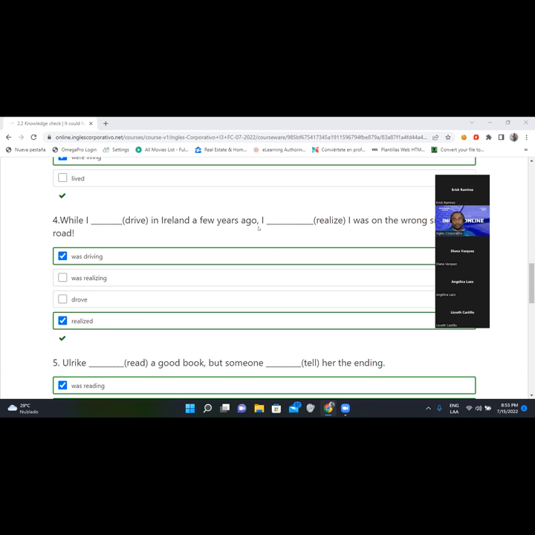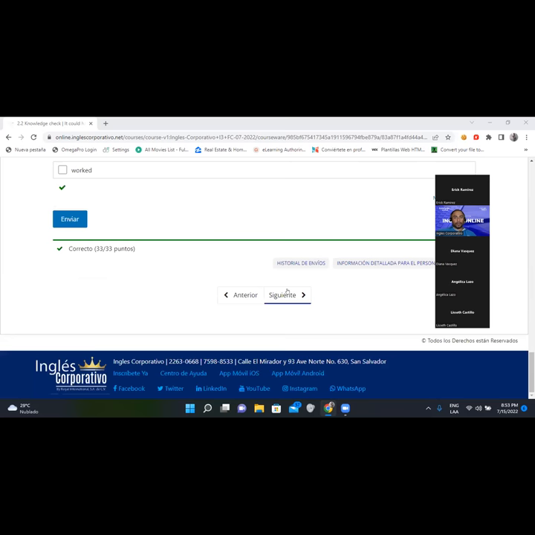Right. Everybody drives on the right. So imagine that you are in another country and suddenly you realize, ding, ding, ding. Oh my God, people here drive on the left side. Do you understand? It's like "me di cuenta." That is correct. That is exactly correct. Yes. Okay. Find out. Thank you, teacher.